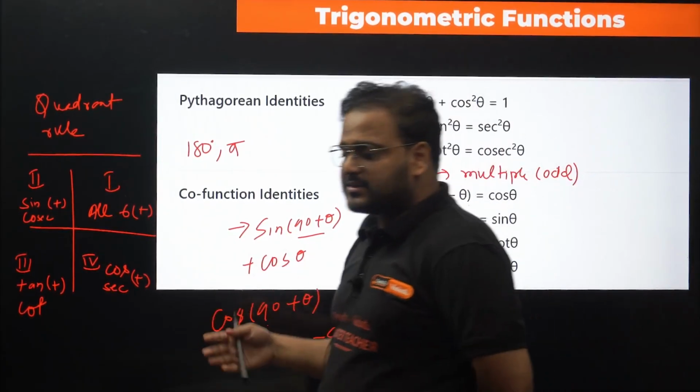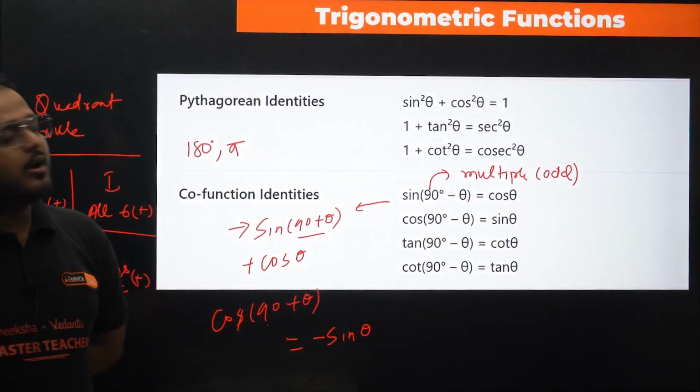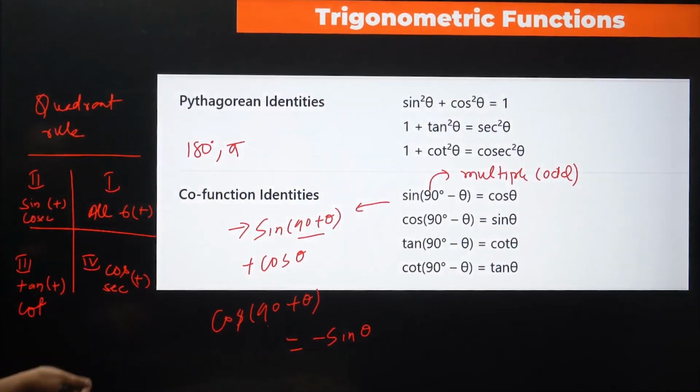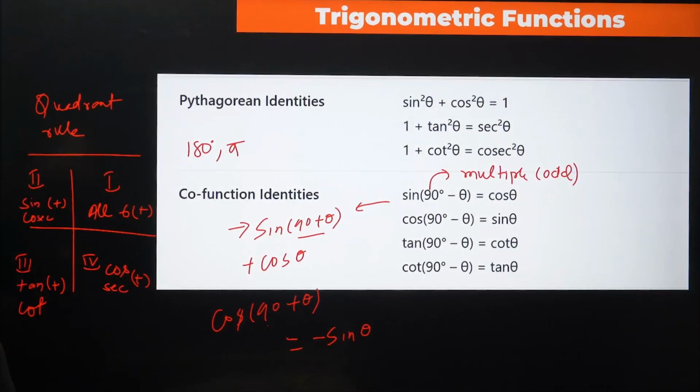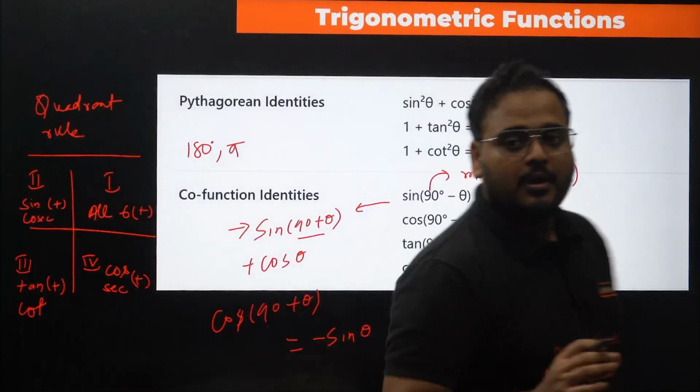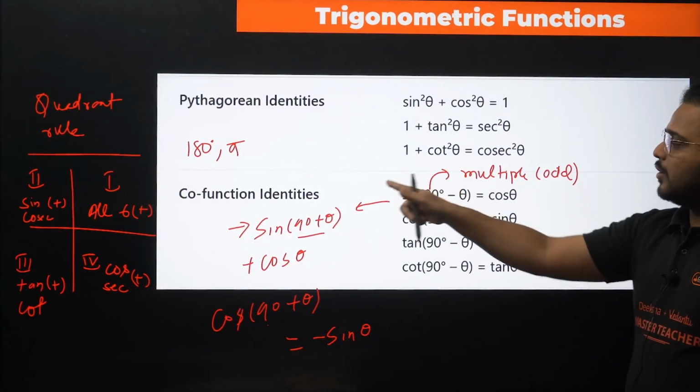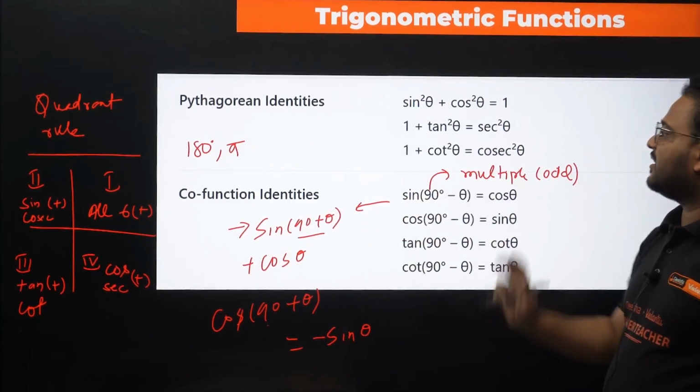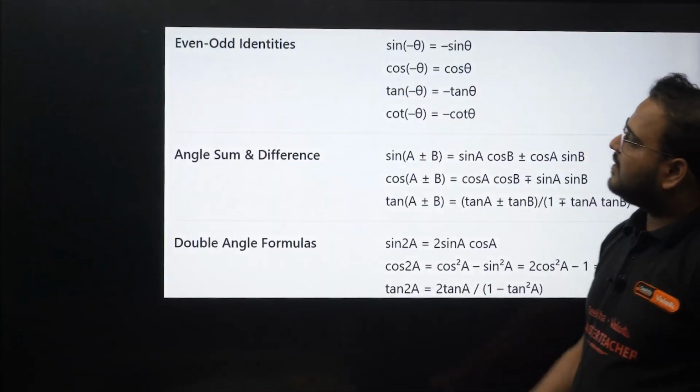I know it is very much basic, you must have learnt it already in your PU1, but if somebody has forgotten, I wanted to revise that anyway. Is this clear? Very much clear. Quadrant rule, complementary function identities and Pythagorean identities. Moving on, even odd identities.